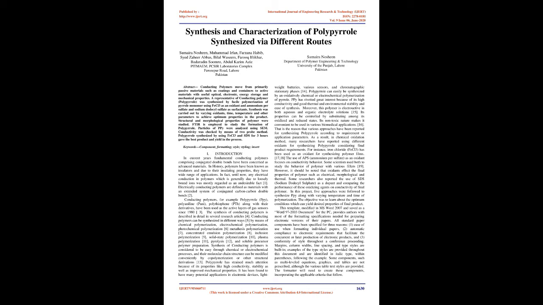Conducting polymers can be synthesized in different ways: by means of chemical polymerization, electrochemical polymerization, photochemical polymerization, metathesis polymerization, concentrated emulsion polymerization, inclusion polymerization, solid state polymerization, plasma polymerization, pyrolysis, and soluble precursor polymer preparation.